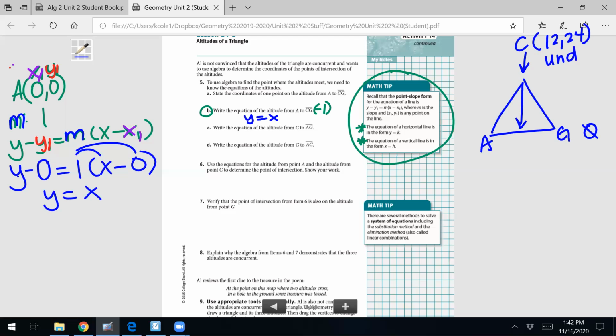Now, can we do y minus y1 for something like this? No, because you have a vertical line, which they told us vertical lines are going to be x equals a number. So what is x going to equal in this triangle's case? Good, 12, because it crosses down here at 12. So it's going to be x equals 12. So we have two of the three handled. We've got the one from A, we've got the one from C. Now let's do the one from G.